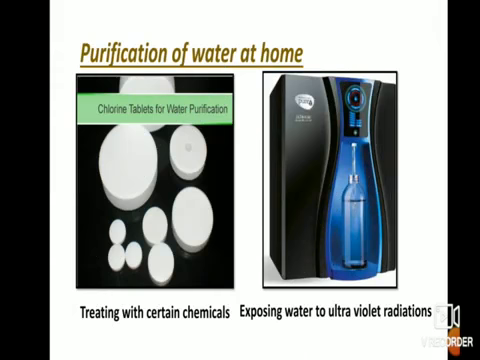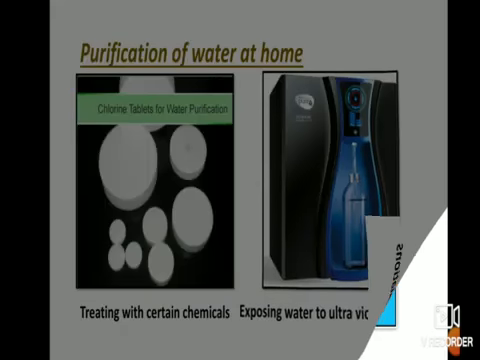Third, treatment with certain chemicals. The filtered water can also be made germ-free by adding a small quantity of chemicals such as bleaching powder, chlorine solution, chlorine tablets, etc. And last, exposing water to ultraviolet radiation. The filtered water can also be made germ-free by exposing it to ultraviolet radiations. Nowadays many water purifiers available in the market are based on this method.